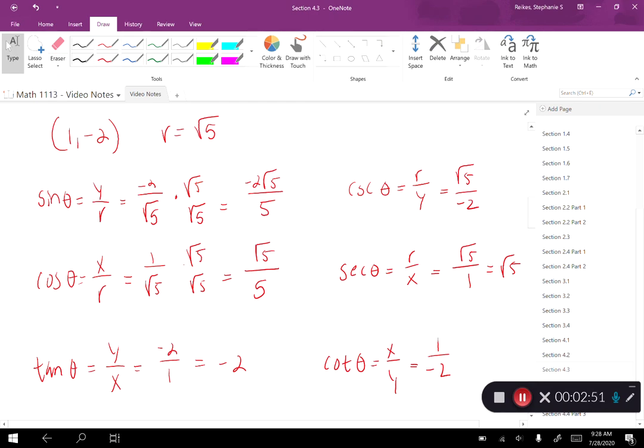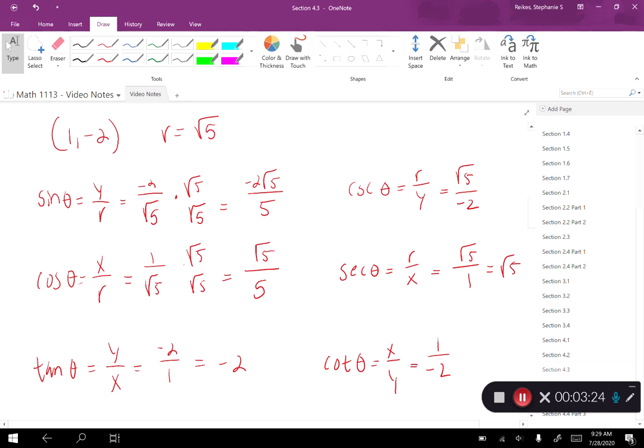So sine theta is y over r, so that would be the y value, negative 2, over radius, square root 5. Remember, I cannot leave a square root in the denominator of a fraction, so I need to rationalize the fraction by multiplying top and bottom by square root 5. And so my sine theta is equal to negative 2 square roots of 5 over 5. And then cosine theta, x over r, so that's 1 over square root 5. After rationalizing, I get square root 5 over 5.